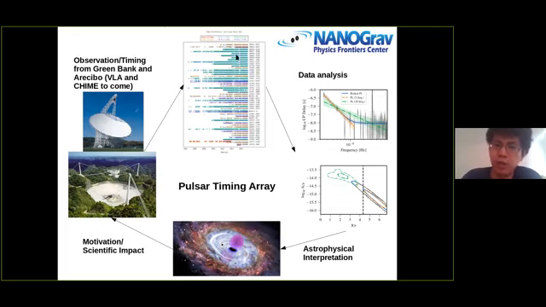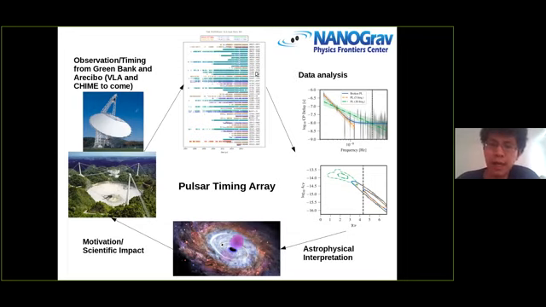These are going to be reduced into a data set, which you can see on the top. This is from the 12.5 year paper. Each of those points is an observation, and the time span on the x-axis is 12, 13 years. There's about 45 pulsars that we observe. And this data is continuously expanding. We plan to include the VLA and CHIME into the dataset in the near future, and add more pulsars into the observational dataset.